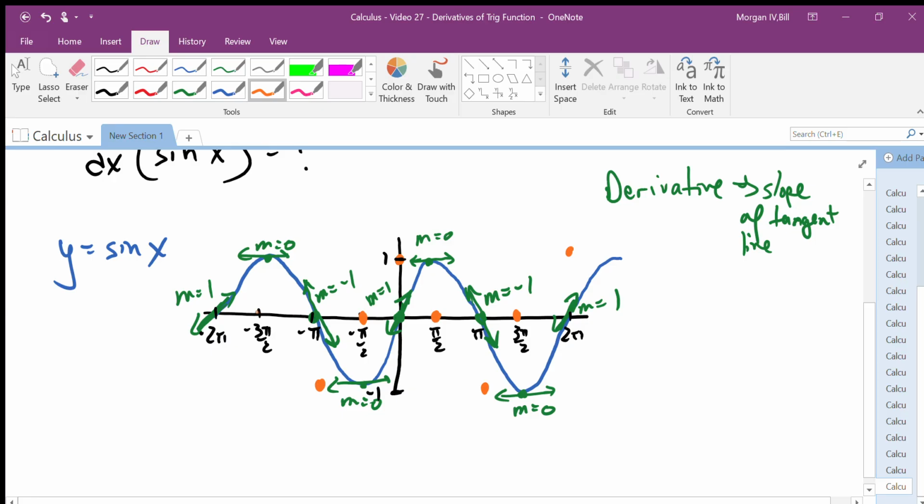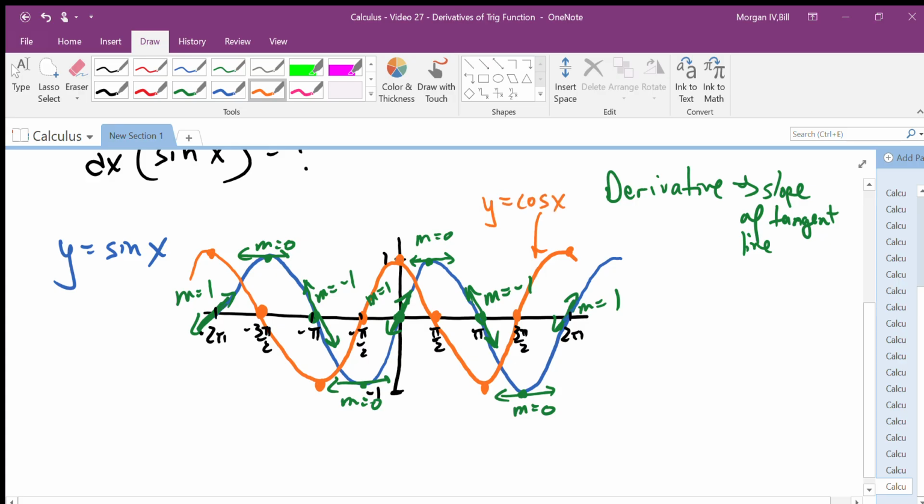At negative 3 pi over 2, we see the slope up here is m equal to 0. Slope is 0, so we'll put a y value of 0. And finally, at negative 2 pi, we see the slope is 1, so we'll put a y value of 1. If we connect those dots, what kind of graph did we just make? That orange graph is the graph of cosine of x.